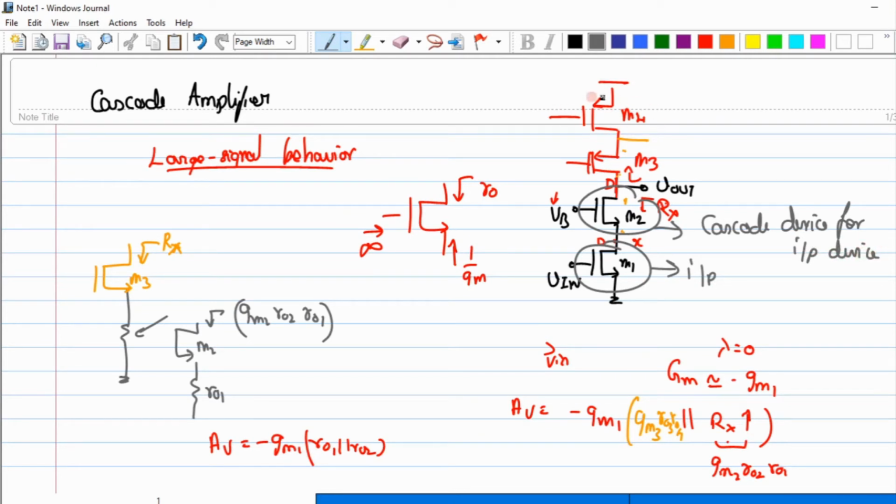Now, what do we call this M4? It's a load. So this is called a load. Then can you guess the name of this M3? Yeah, it's a cascode for the load. So we call this M3 a cascode device for the load and M2 a cascode device for the input. So these are just the naming conventions, clear?